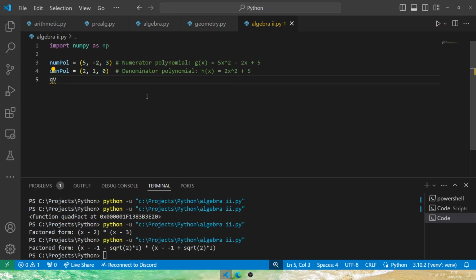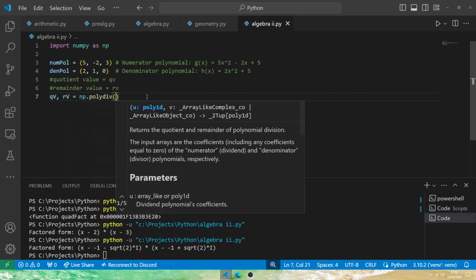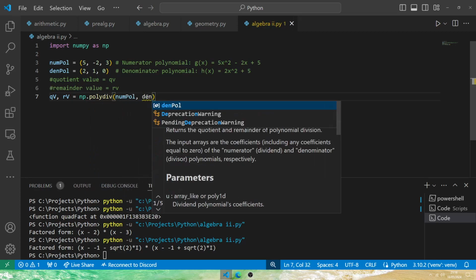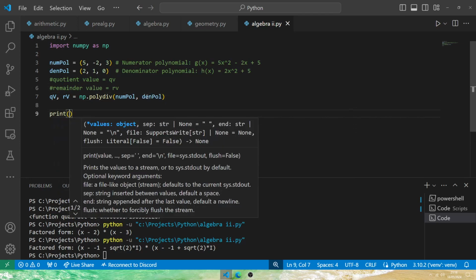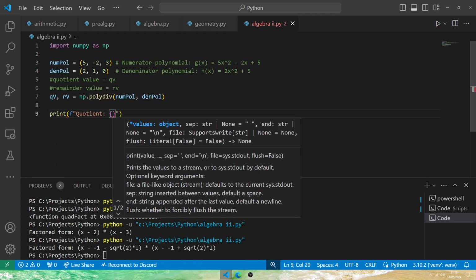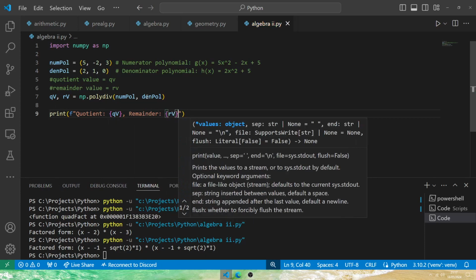And then we'll do QV for quotient value, just a little variable I'm creating. And then remainder value I'm going to set as RV. And we'll just run this np.polydiv, and I'll pass in my numerator polynomial and my denominator polynomial. And now all I have to do is print it out. And I'll type in the quotient is QV, and the remainder is the remainder value.